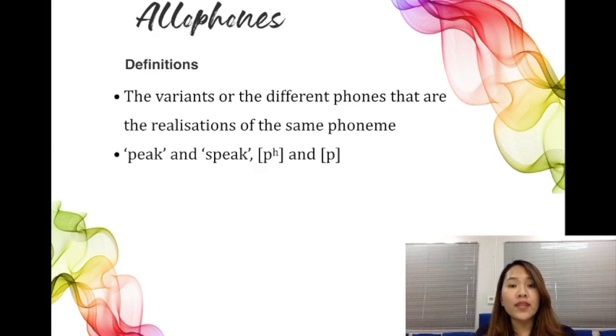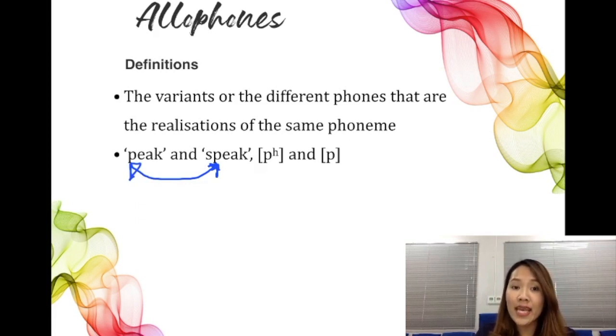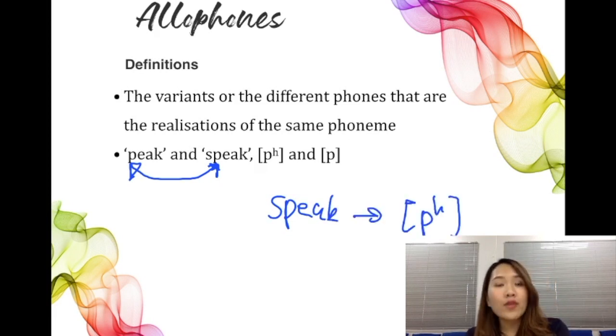Another example is the words peak and speak. In the word peak, we have the aspirated p, but in the word speak, we have an unaspirated p. Those who make the wrong pronunciation in English might pronounce the word speak with the aspirated p. Even so, it won't change the meaning. It will show the wrong or non-native pronunciation instead. We can say that the aspirated p and the unaspirated p are two different allophones that belong to the same phoneme p.